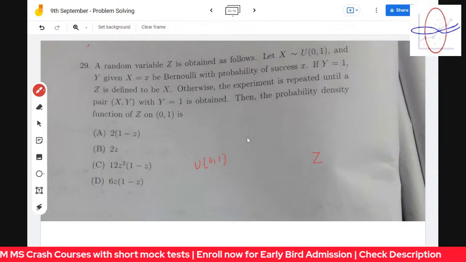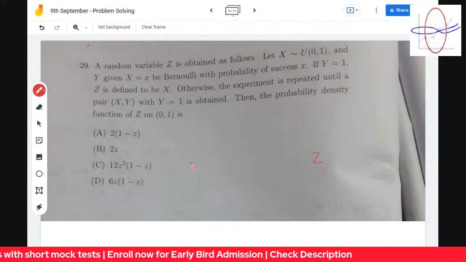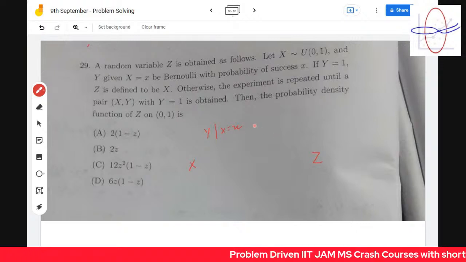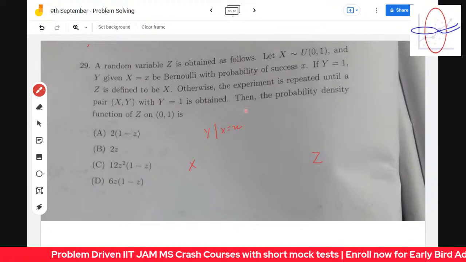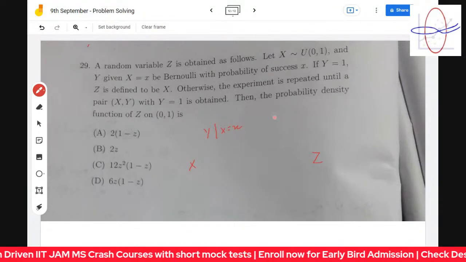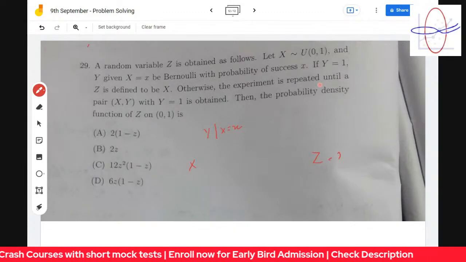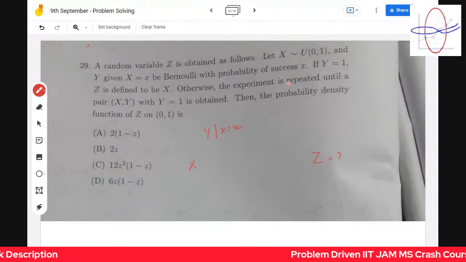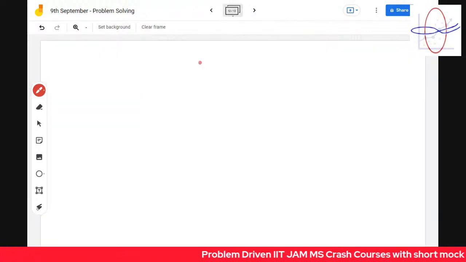So understand what we know. We know x, we know y given x is equal to x, we know its distribution. So y is defined in terms of x. If y is equal to 1, then z is equal to x. Otherwise, the experiment is repeated until a pair x and y is obtained with y equal to 1. Very complicated procedure. Understand this very carefully.